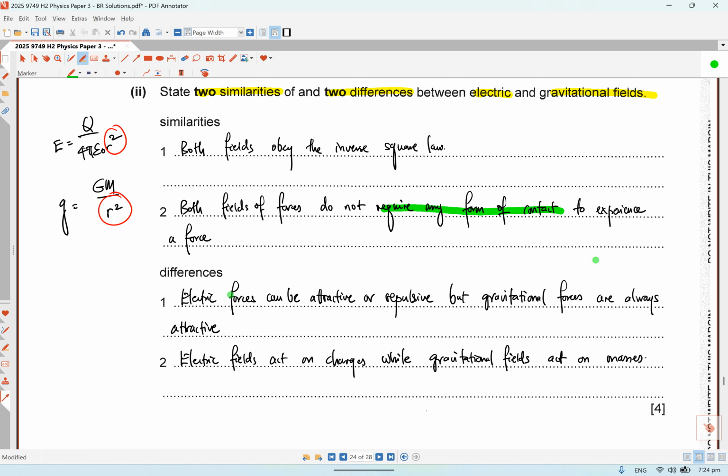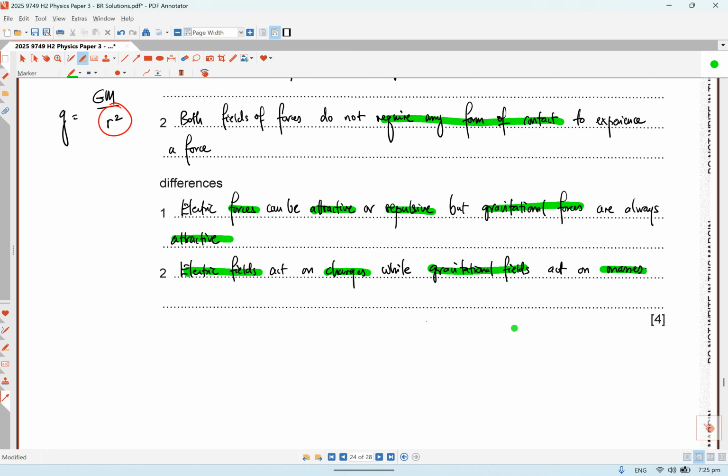But you must know that electric force can either be attractive or repulsive, but gravitational force is always attractive. So if you have a plus and minus charge, they will attract. Plus and plus, they will repel. That is for electric force. But gravitational forces are always attractive. So that's the difference. And of course, electric field acts only on charges. Gravitational field acts only on masses.